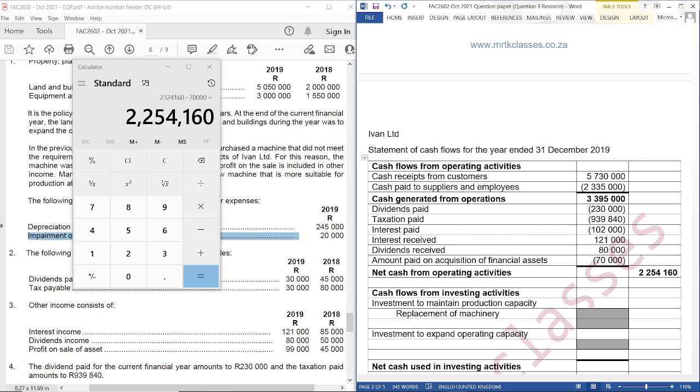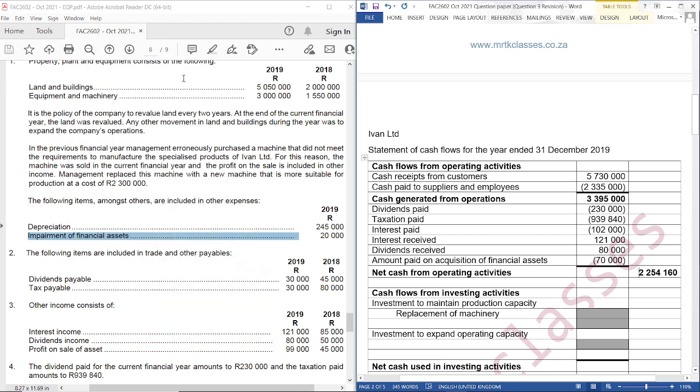2,254,160. So since this amount is not in parentheses or is not in brackets, we are going to call it net cash from operating activities. If it was in brackets, if it was a negative, we're going to say net cash used in operating activities. Okay, then let's move on to investing activities.